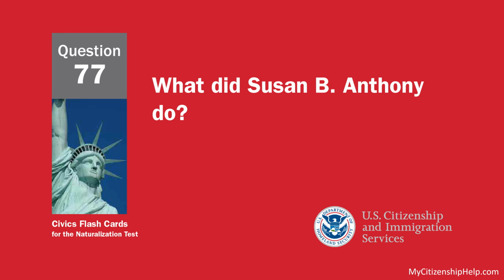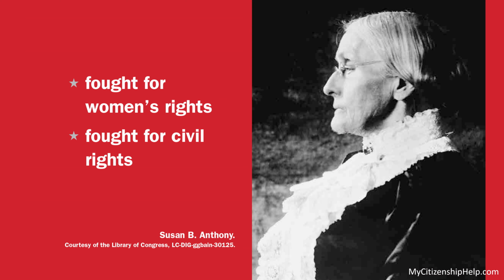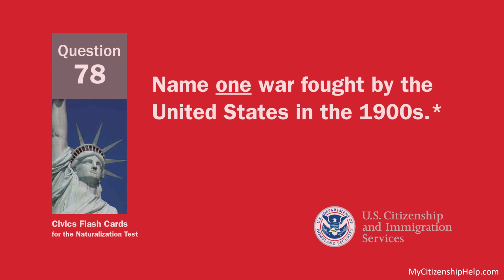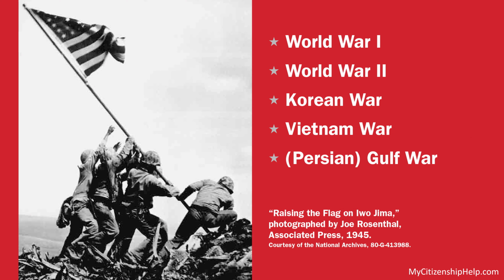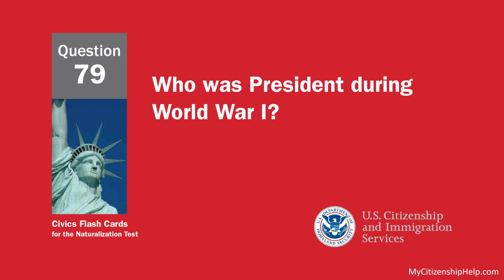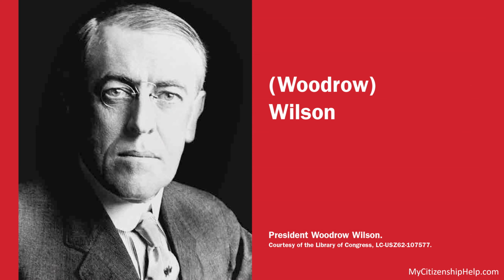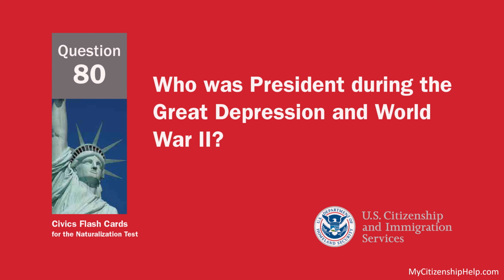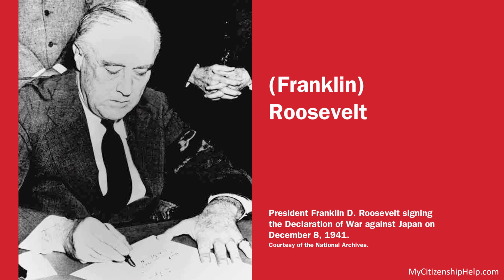What did Susan B. Anthony do? Fought for women's rights. Fought for civil rights. Name one war fought by the United States in the 1900s. World War I. World War II. Korean War. Vietnam War. Persian Gulf War. Who was president during World War I? Woodrow Wilson. Who was president during the Great Depression and World War II? Franklin Roosevelt.